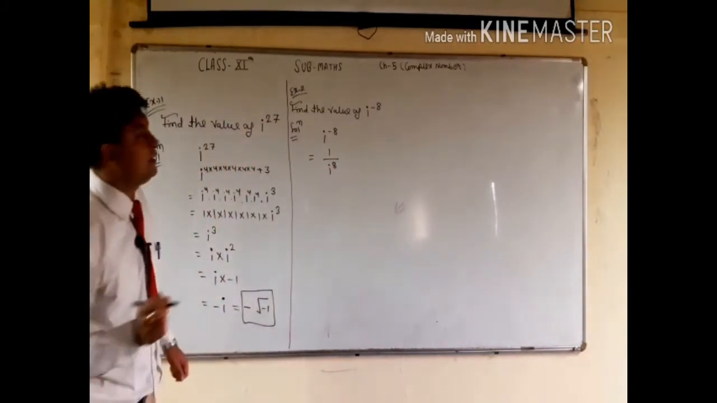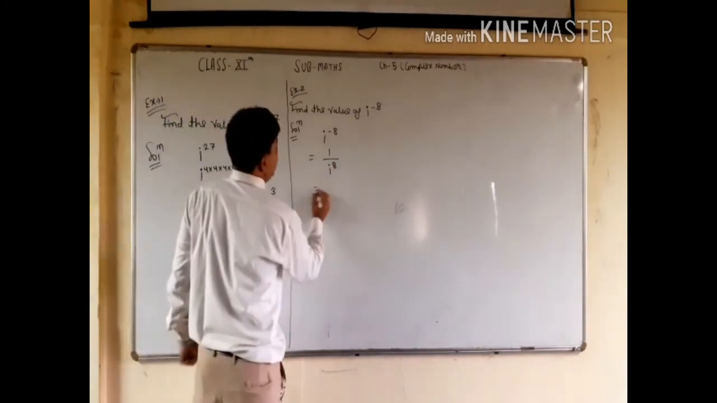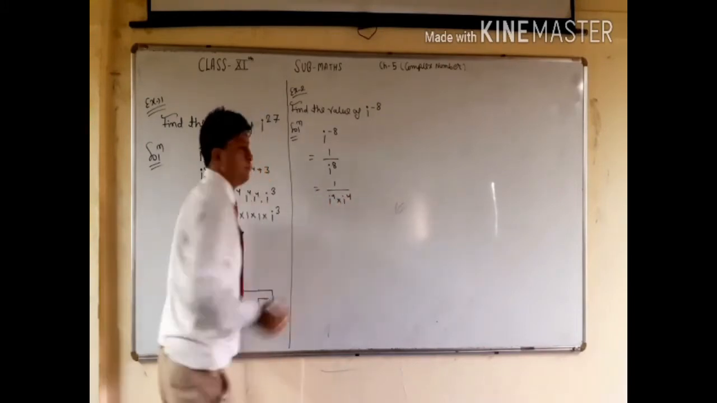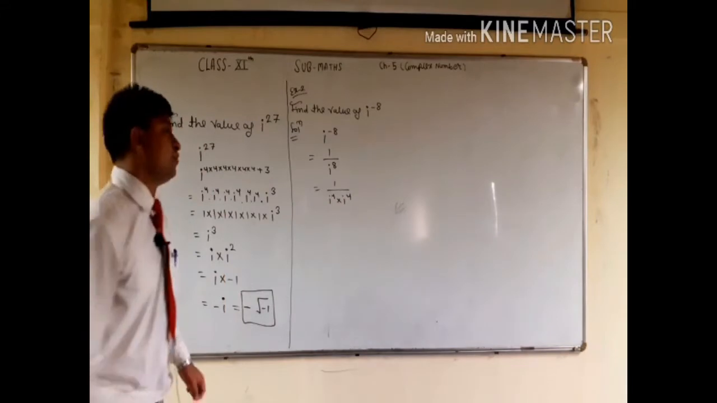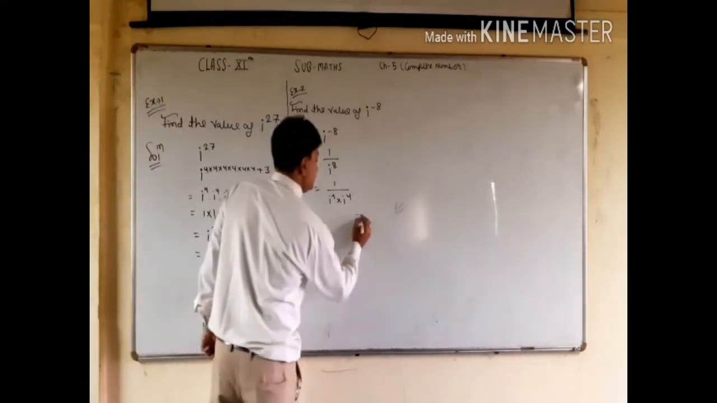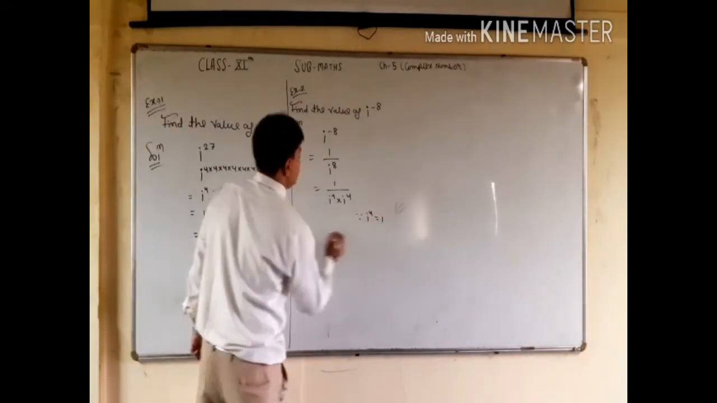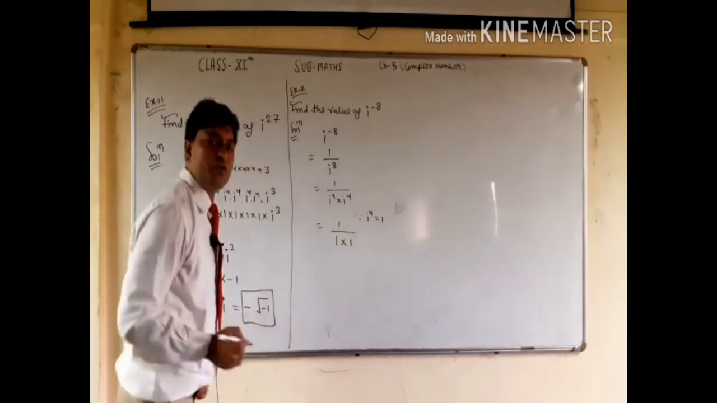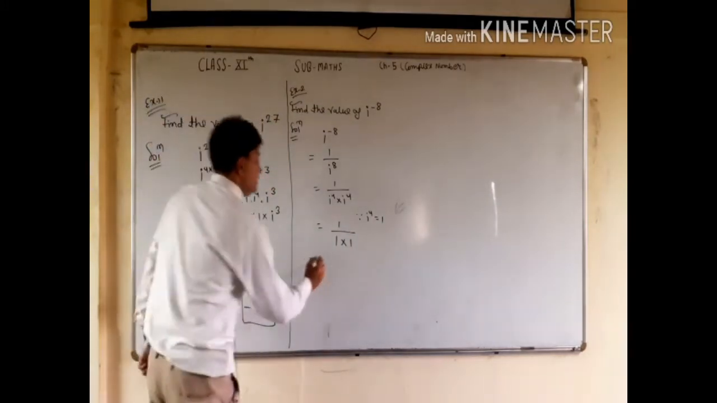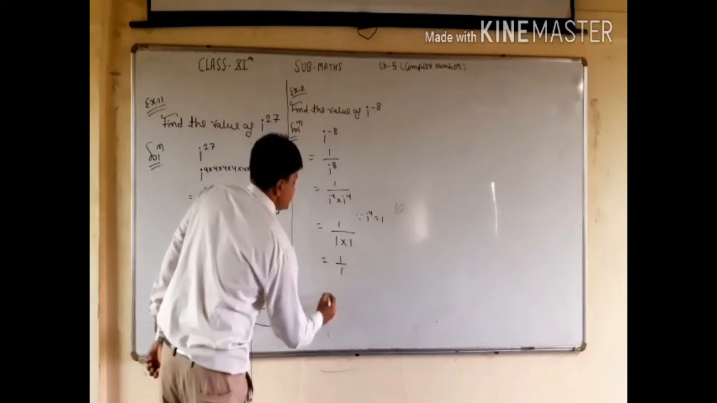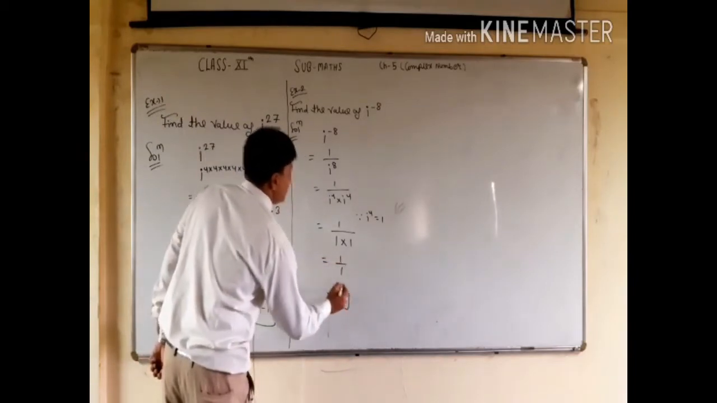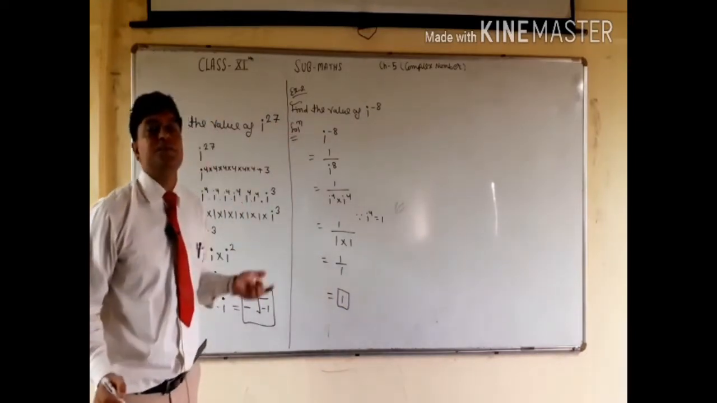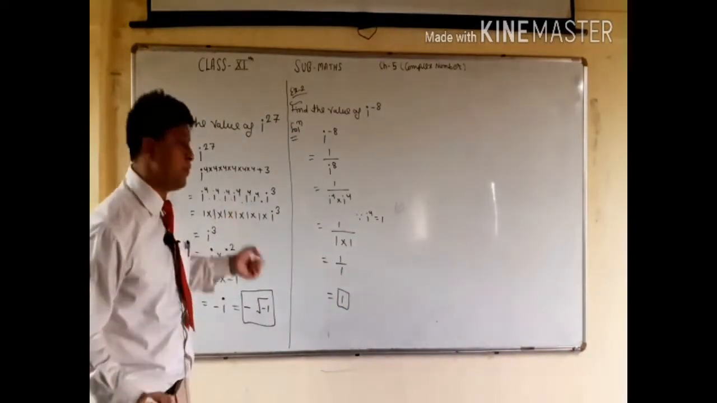And we know that iota power 8 is equal to iota power 4 into iota power 4. Iota power 4 is equal to 1. So this is 1 into 1. 1 into 1 is equal to 1. So the answer is equal to 1. So iota power -8 is always equal to 1.